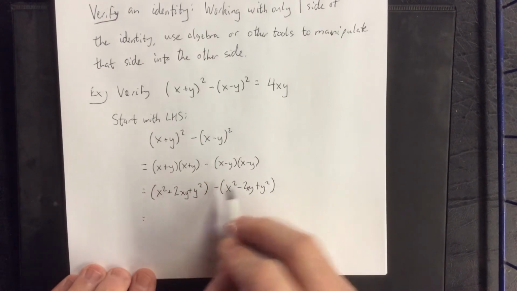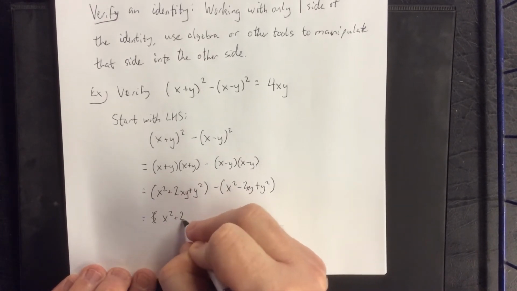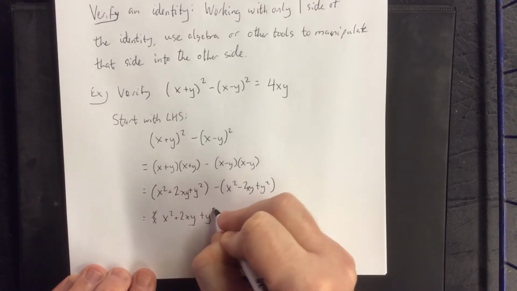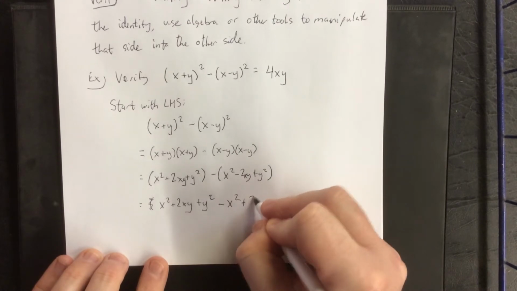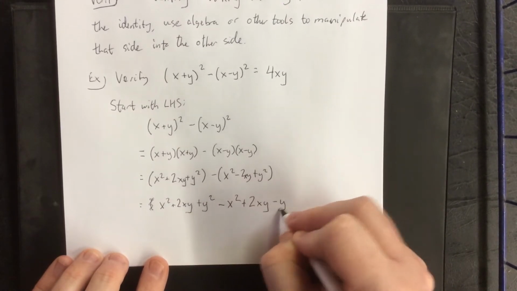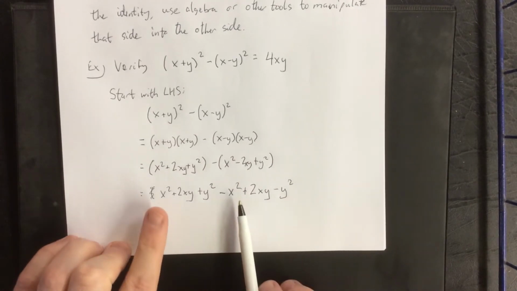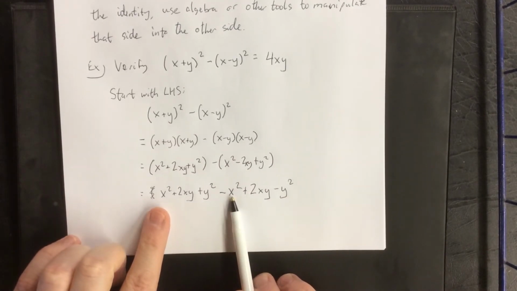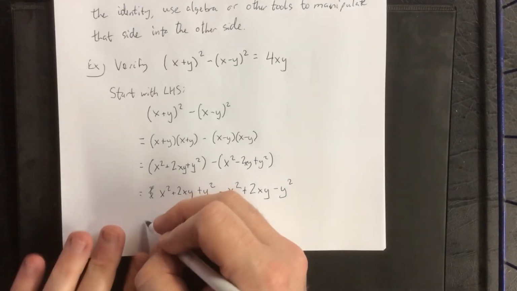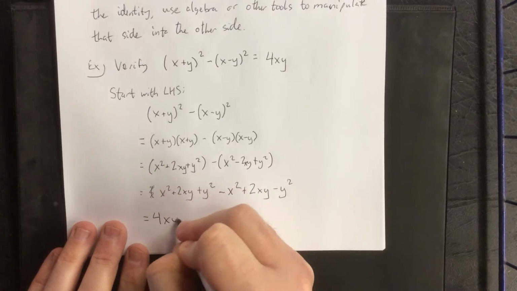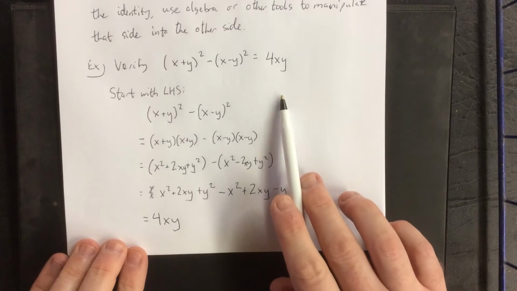Then we can distribute this minus sign. I guess we don't really need parentheses anymore, not after we apply the distributive property. Guess we really didn't need them for the first set of parentheses anyway. And finally, we can combine any like terms that we see. The x squared minus x squared will cancel out, the y squared minus y squared will cancel out, and the 2xy plus 2xy will combine together to become 4xy. This completes the verification because I arrived at the right-hand side.